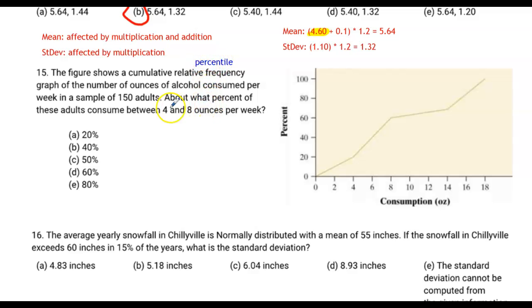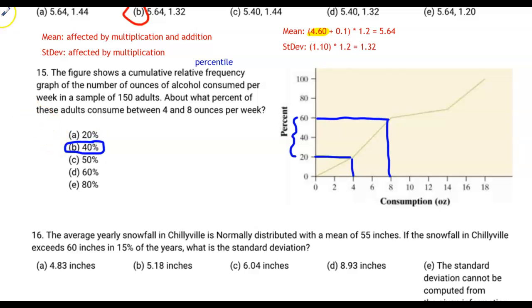Question 15, this is a cumulative relative frequency graph, but of course you and I know it as a percentile graph of the number of ounces of alcohol consumed in a week in a sample of 150 adults. About what percent of these adults consume between 4 and 8 ounces per week? These aren't the straightest lines in the world, but that's okay, because we just have to be a little bit accurate. If we go across, it looks like we're just about 60, and if we go across here, we're just about at 20. So it's going to be between 60 and 20. That seems to be 40% to me.